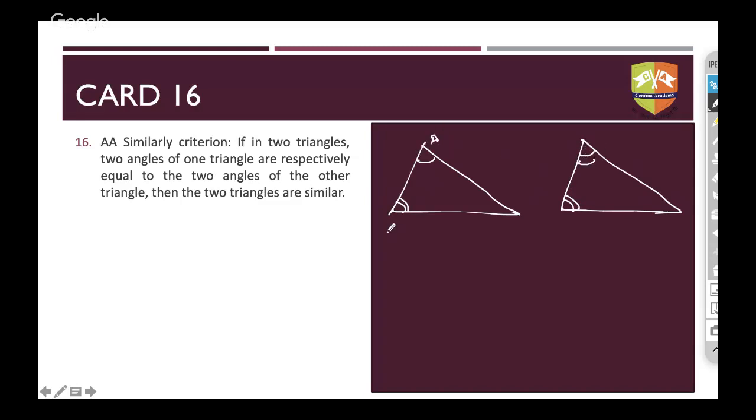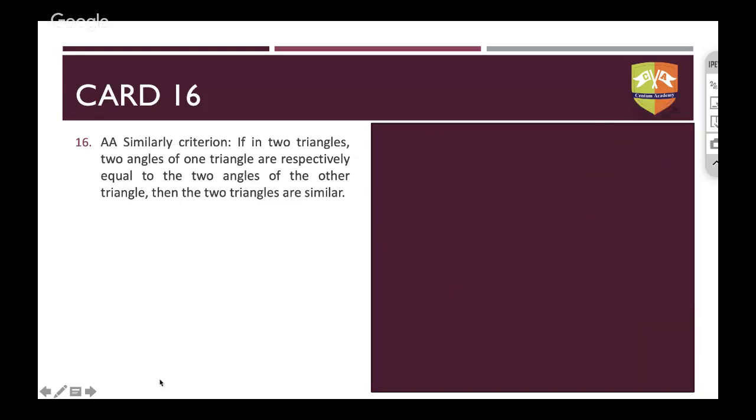Then the two triangles are similar. This is triangle ABC, and this is DEF, and angle A is equal to angle D, and angle B is equal to angle E. Then automatically by angle sum property, which says that the sum of the three angles of a triangle is 180 degrees, angle C is equal to angle F. Then by the previous slide, now we have AAA similarity, and hence the two triangles will be similar again. So, no worries. This is clear to everyone, I believe. Let's move on to the next slide.